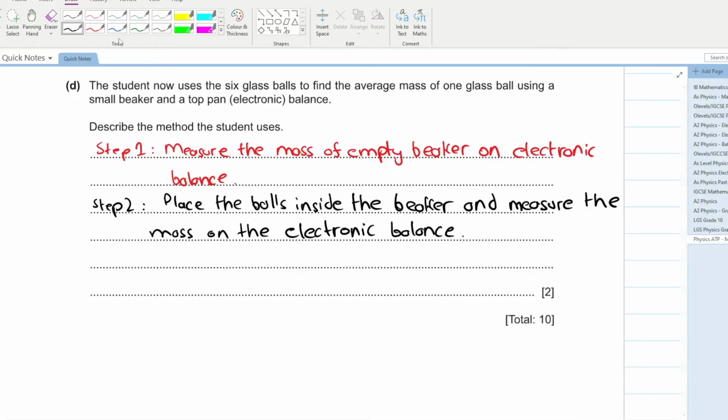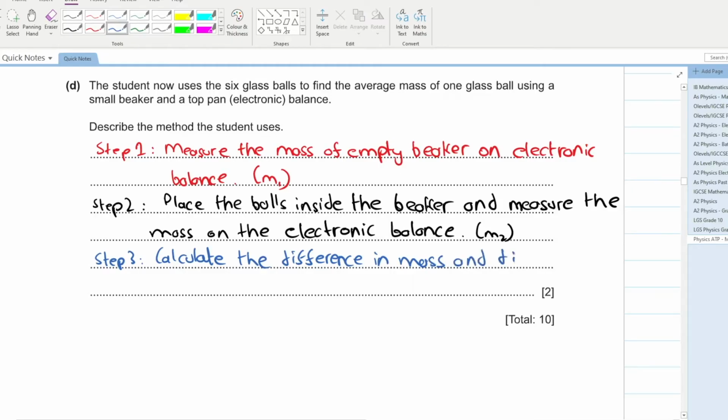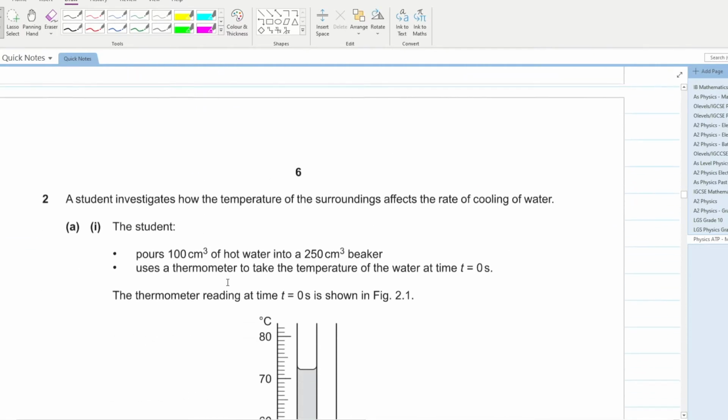Let's label the mass obtained in step 1 as m1 and let's label the mass obtained in step 2 as m2. What will be your step 3? Calculate the difference in mass and divide it by 6. Simple as that.